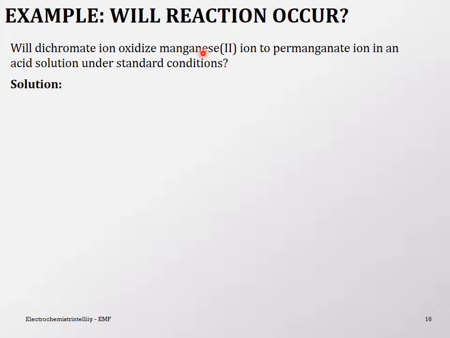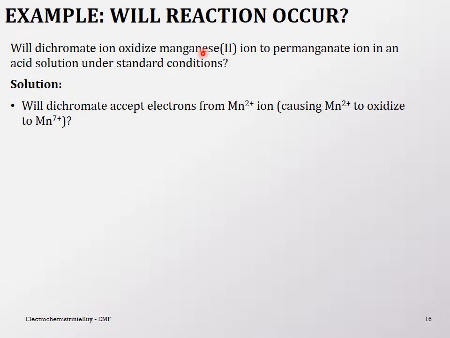In order to find out if this reaction can actually occur, which means spontaneously or not, I have a thought process as to how to approach this. What I'm really being asked is, will the dichromate accept electrons from manganese? If dichromate is going to oxidize manganese, it itself has to accept electrons. That is my thought process. Is dichromate going to accept electrons from manganese? And at that point, manganese will go from manganese 2 plus to 7 plus, right? So that's really what the question is.